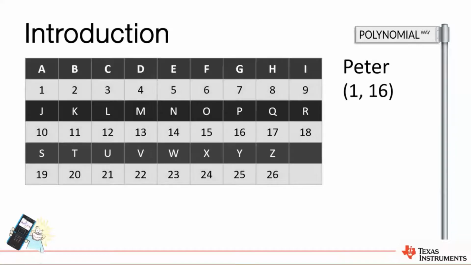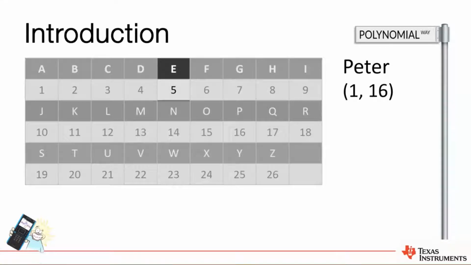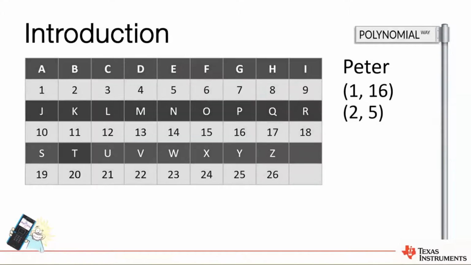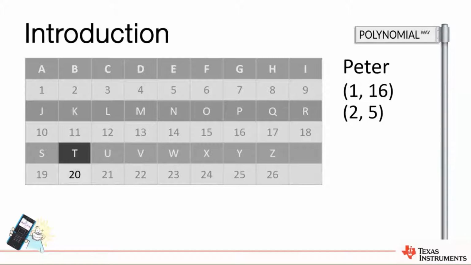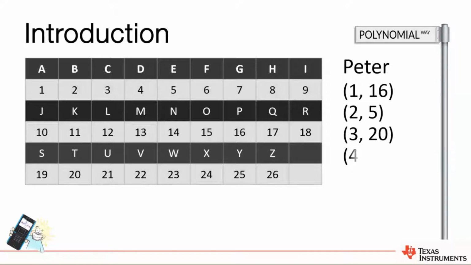The second letter in my name, obviously, is an E, fairly quick and easy, so the second point would be (2, 5). And the third point would be (3, 20). So that's T is the third letter in my name, and it's the 20th letter in the alphabet, so that's the third point. And I think you get the general idea. So the fourth point would be (4, 5), and the last one, R, would be (5, 18). So now we have a set of 5 points.